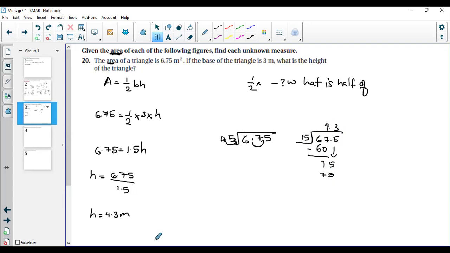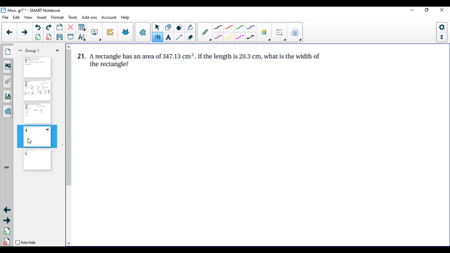So let's try one more question. Now, if you want, you can pause the video here. You can do it by yourself and then find out the answer. Else, you can do it with me. A rectangle has an area of 347.13 centimeters square. If the length is 20.3 centimeter, what is the width of the rectangle?